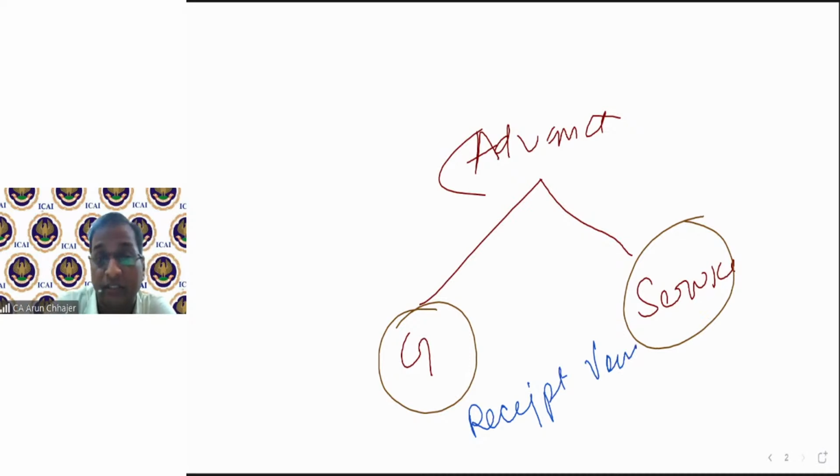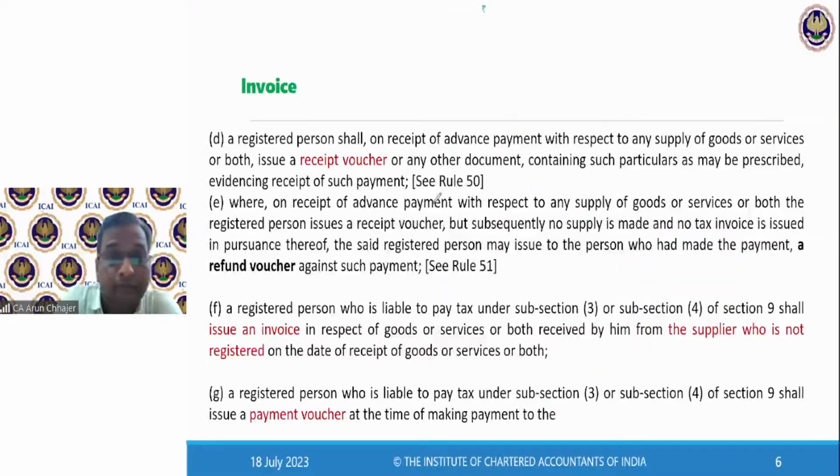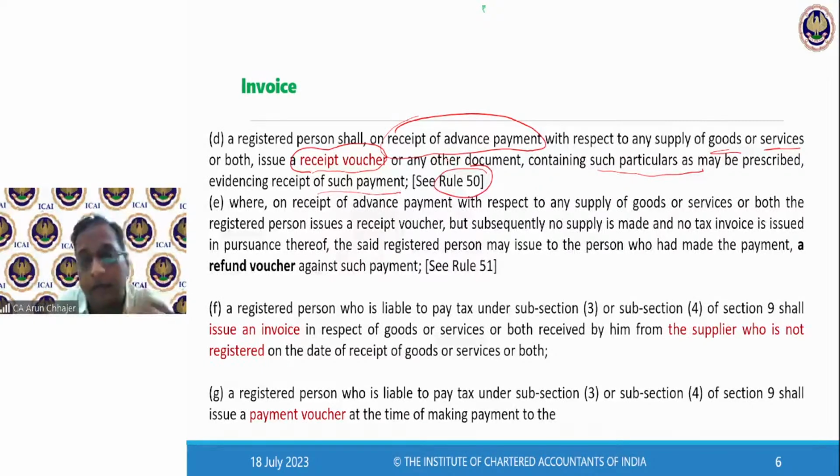Now read the language. It says that a registered person, on receipt of advance payment, whether it is goods or services, shall issue the receipt voucher containing such particulars as may be prescribed, where the details or content are being given. Rule 50.